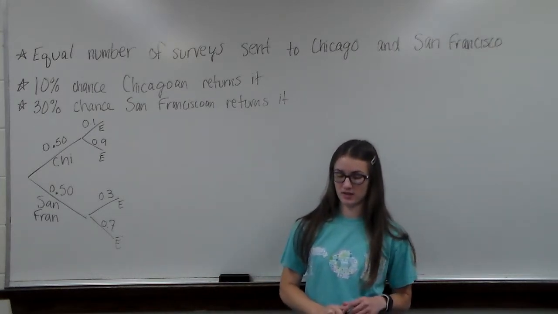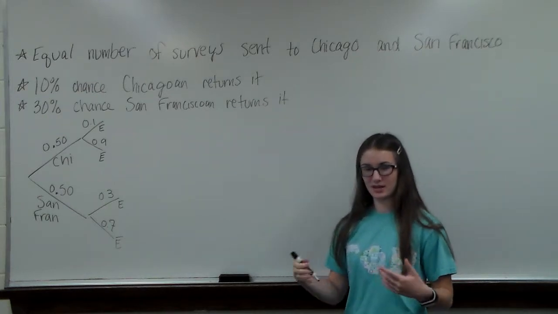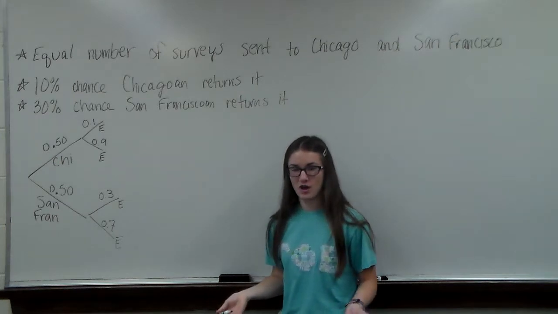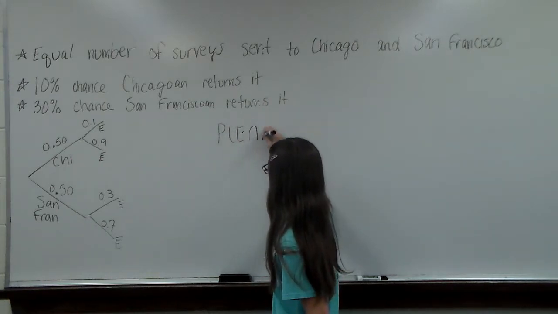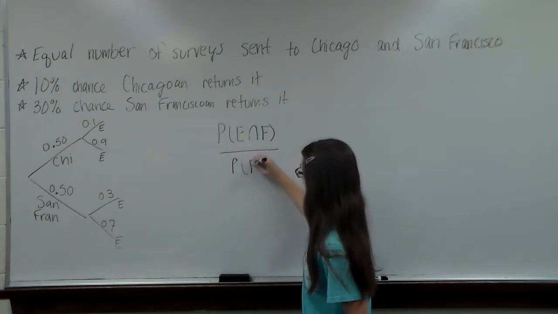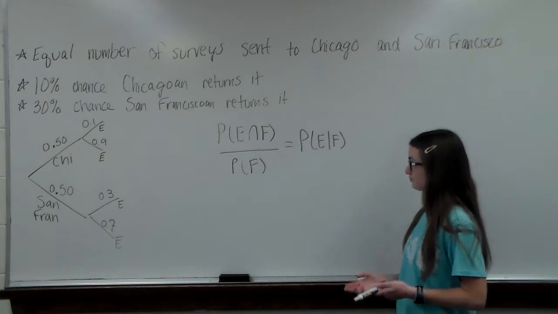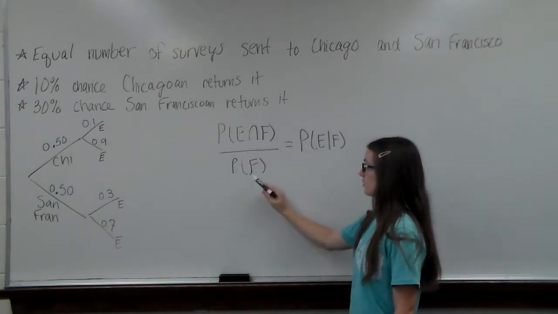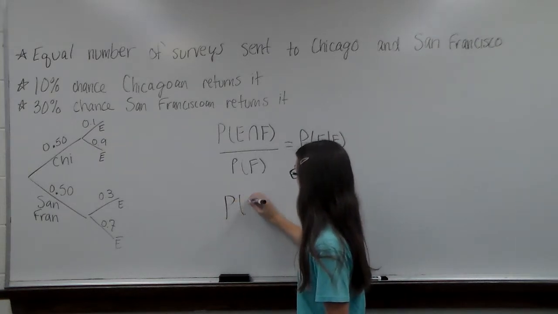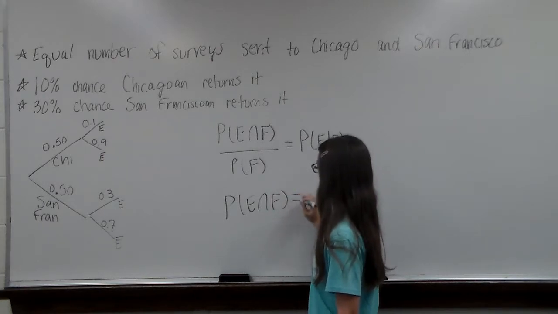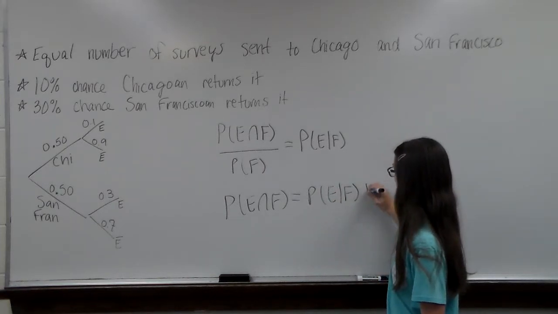So since we need to find the probability that a randomly selected citizen is from Chicago and returns a survey, we have to find an intersection of sorts. So to do that, we can use our conditional probability formula, which, as we know, is the probability of E intersect F over the probability of F, which is equal to the probability of E given F. So we want to find this, so we can multiply the probability of F on both sides of this equation. We just rearrange the equation a little, and that gives us the probability of E intersect F, which is equal to the probability of E given F times the probability of F.